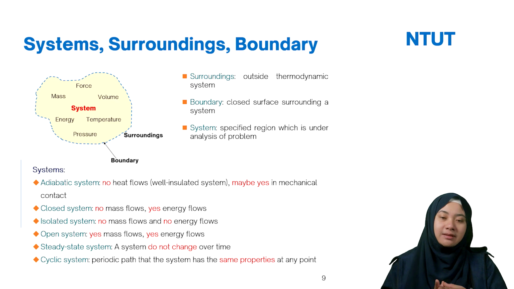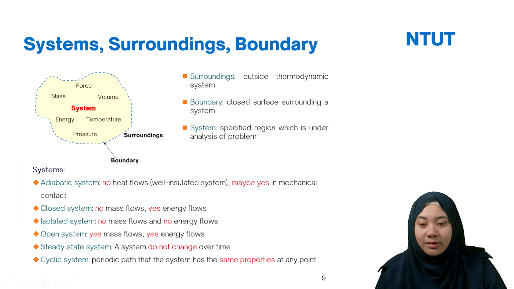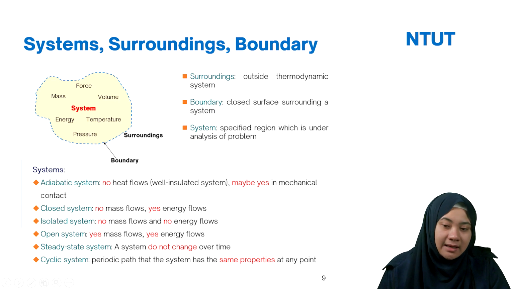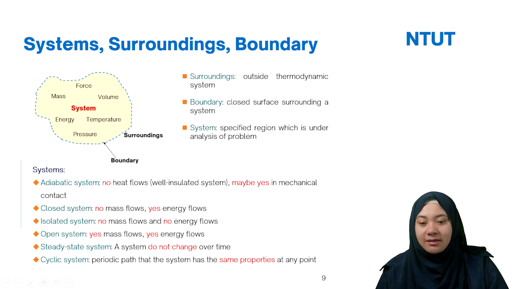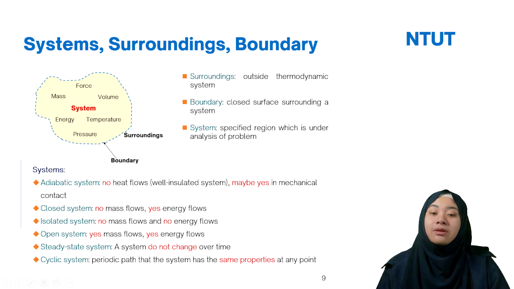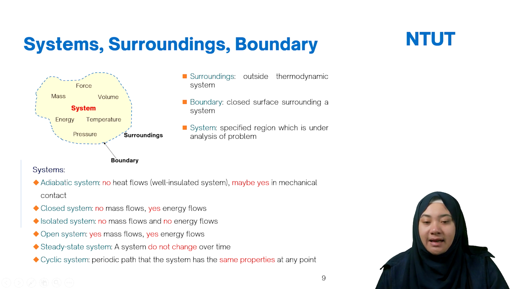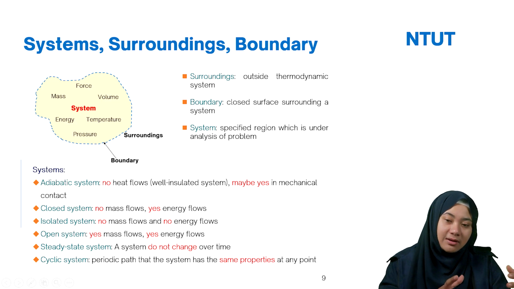When you say surroundings, it means outside the thermodynamic system. For example, I have the boundary here, the dash line. This dash line we call the boundary. It means the limit between inside and outside. What is the difference between inside and outside? What is outside of this boundary, we call surroundings. And the boundary itself is like the closed surface surrounding a system. So here the dash line is the boundary, to distinguish outside and inside.